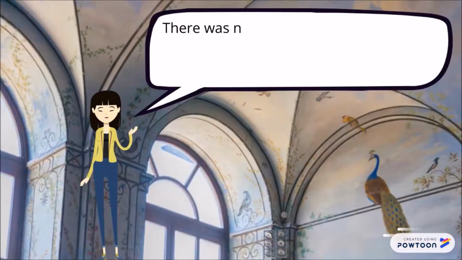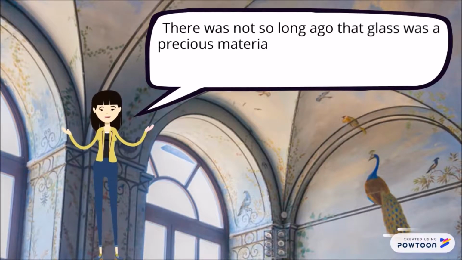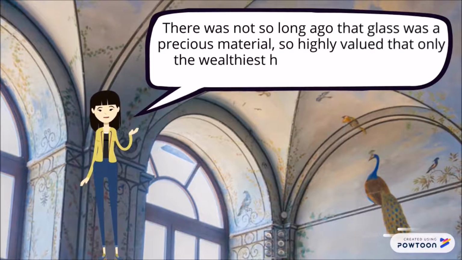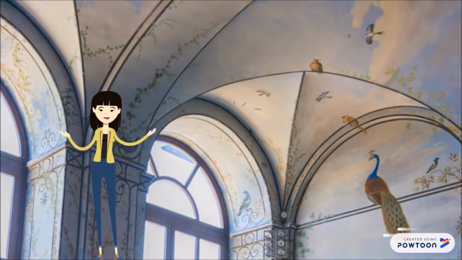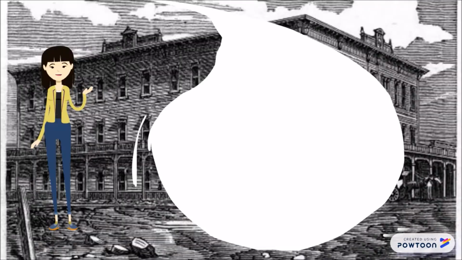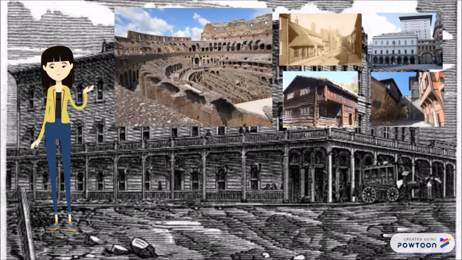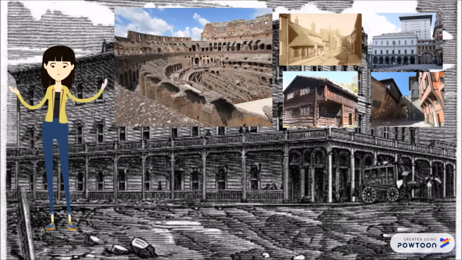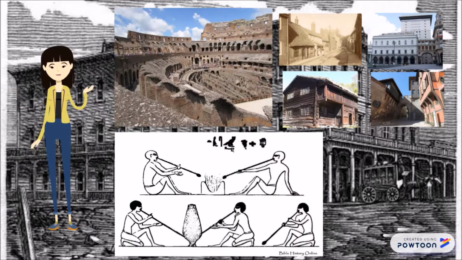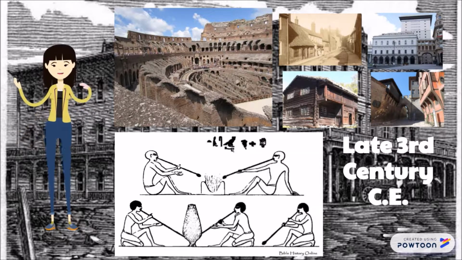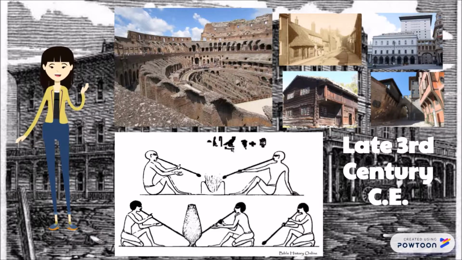It was not so long ago that glass was a precious material, so highly valued that only the wealthiest homes had glass in their windows. Glassmaking was remarkably advanced during the Roman era, and many ancient homes had glass-paned windows. Clear glass panes were first invented in the late 3rd century CE, when glassmakers would blow a cylindrical bubble of glass and then slice it lengthwise and flatten out the result.